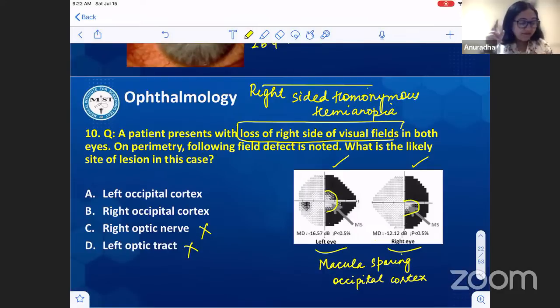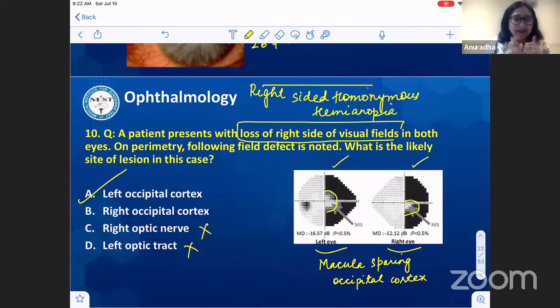Which one, right or left? The lesion will be on the contralateral side, my dear friends. Please remember, homonymous hemianopias are always due to a lesion on the contralateral side. If the patient is losing the right half of the field in both eyes, the lesion is on the left side. Some of you are still marking the wrong answer. What is the opposite of right? Left. So your answer is choice A, left occipital cortex lesion.